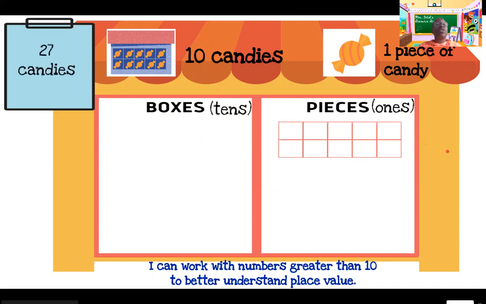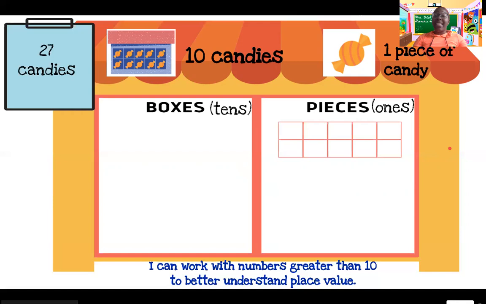So let's begin with our order. Today's order says 27 candies. Wow, well, this order looks a little different than the ones we had on Monday and Tuesday. It didn't tell you how many boxes and pieces. We have to figure that out for ourselves. Well, first, in order to figure that out, we need to know how many boxes and how many pieces, or how many tens and how many ones are represented by the number 27.